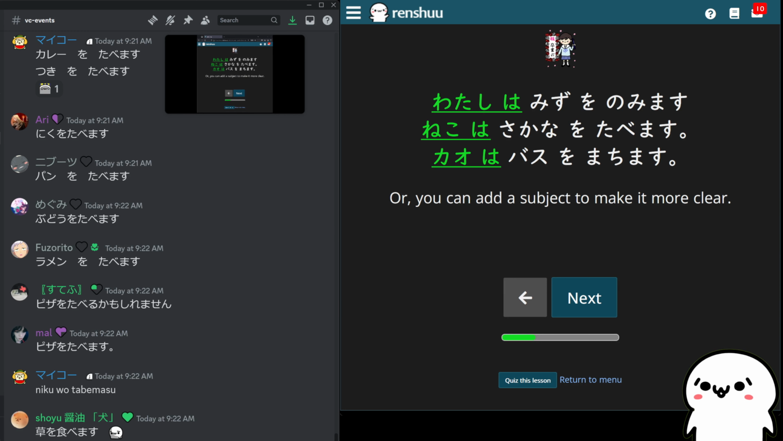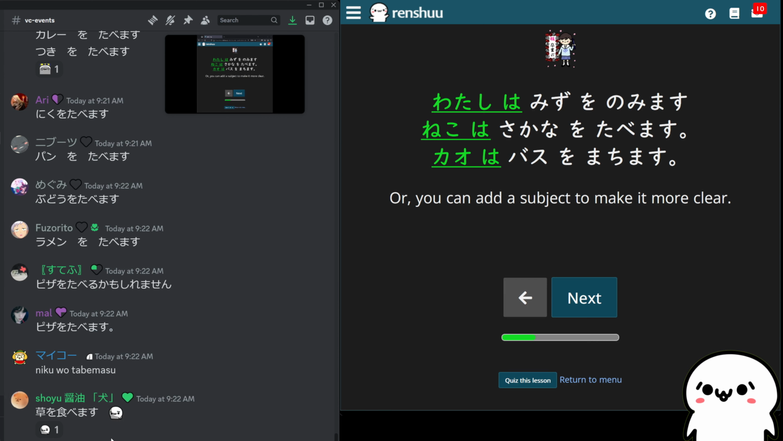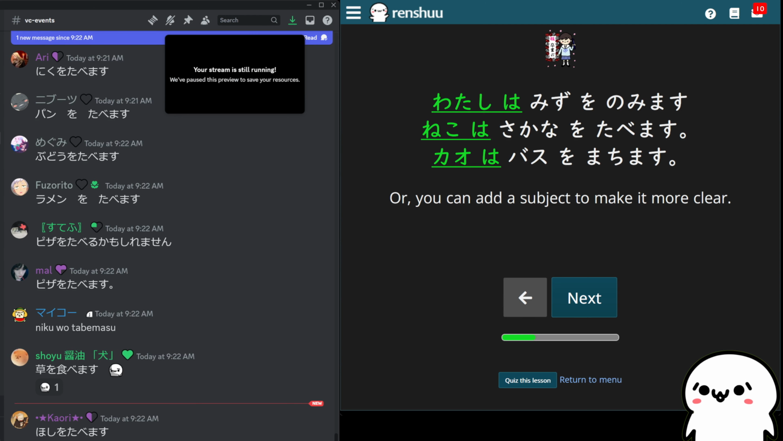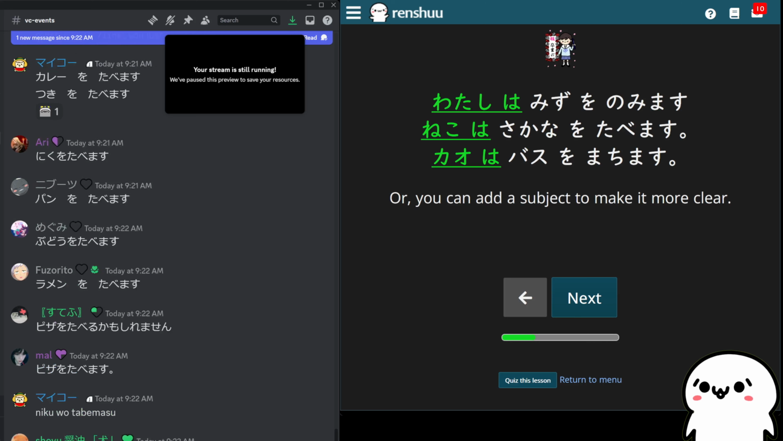But since this is a beginner lesson, if you put kanji in, please throw the hiragana in just under it. That way some of us that can't read it can see, oh, that's what that is. So I'm going to read a few. I'm going to scroll back up.